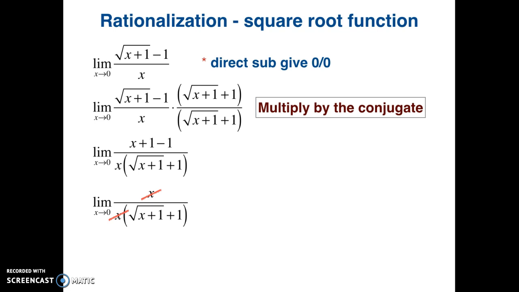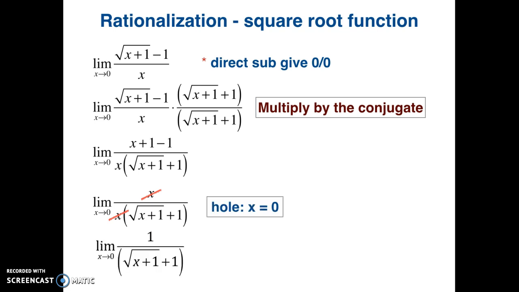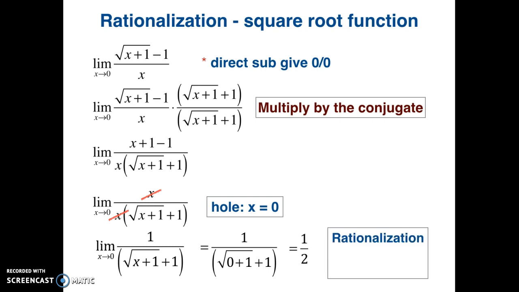Cancel out. There's a hole at x equals 0. Plug in 0. The limit exists, and the limit is 1/2. We use rationalization. There's a hole at (0, 1/2). Non-reachable limit.